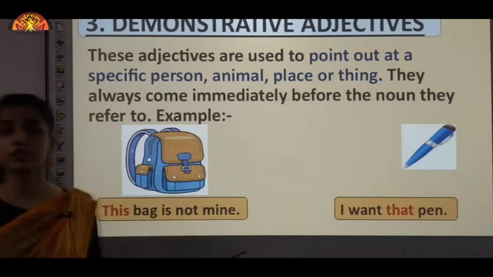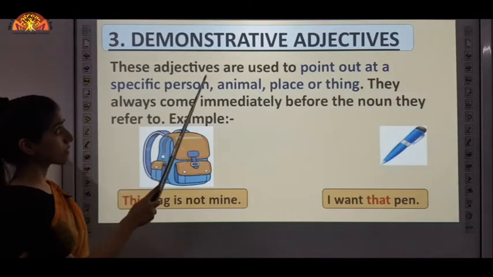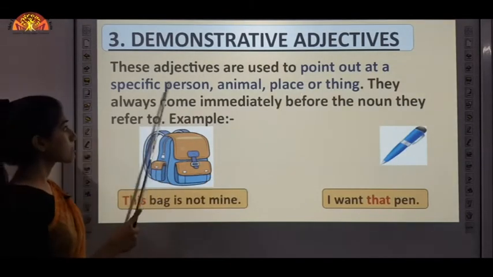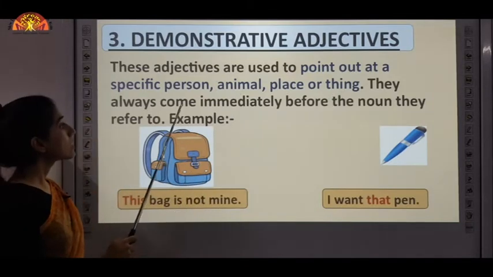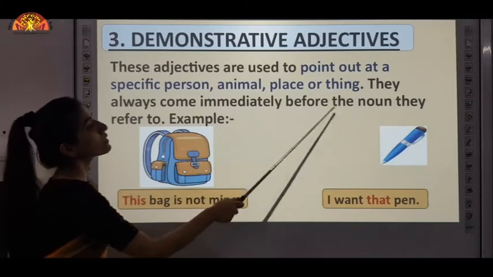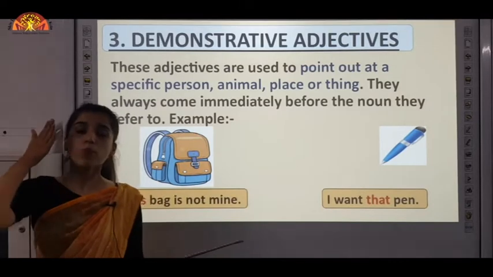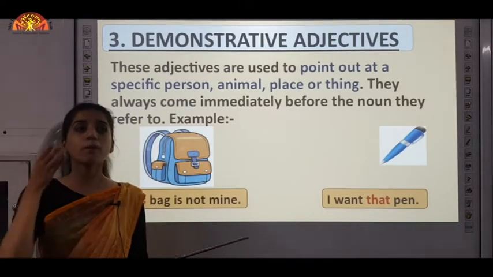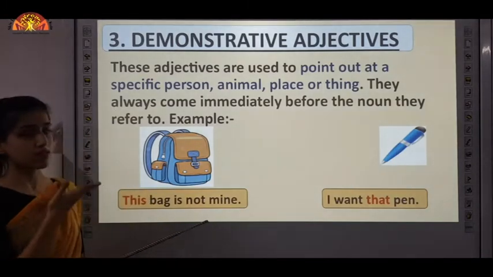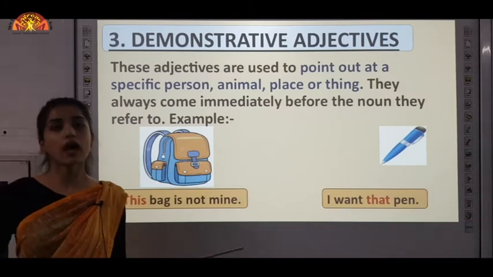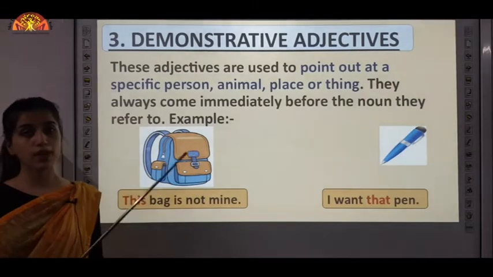Coming to the next type of adjective, that is demonstrative adjectives. These adjectives are used to point out a specific person, animal, place or thing. They always come immediately before the noun they refer to. In this type of adjective, we are pointing out a particular noun or pronoun. That is why it is called demonstrative. We are directly pointing out that noun.